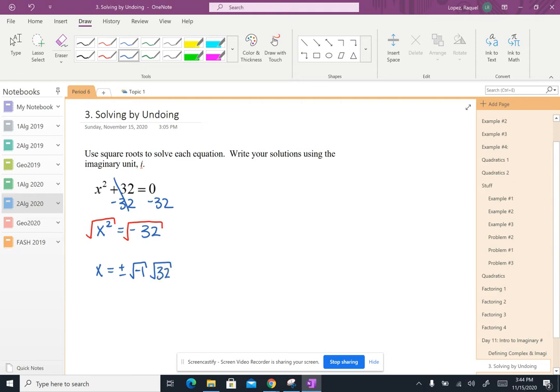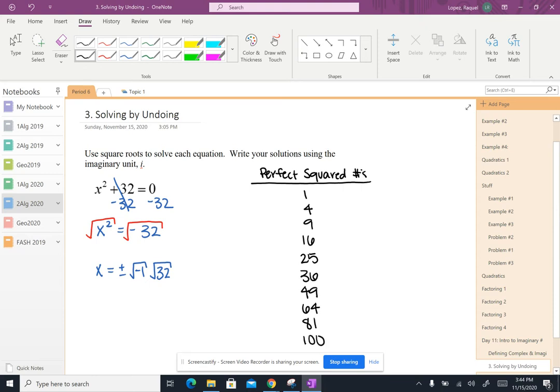Okay, so then we run into this issue of what to do with the square root of 32, because that's not a perfect square number. Perfect square numbers are numbers like, and I would make this list in your notes as well, 1, 4, 9, 16, 25, 36, 49, 64, 81, and 100. Those are numbers where when I take the square root, I get a nice number. 32 is not one of them.